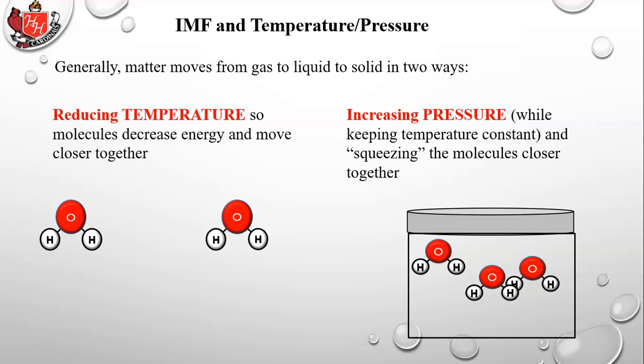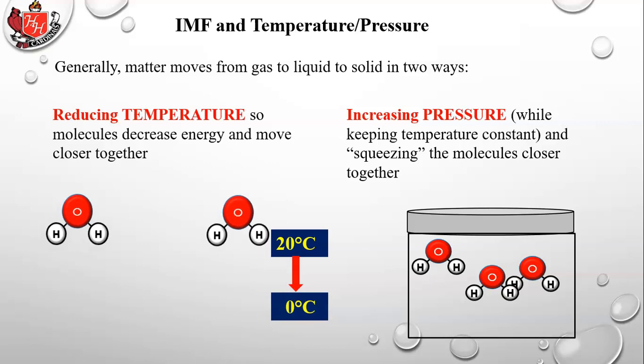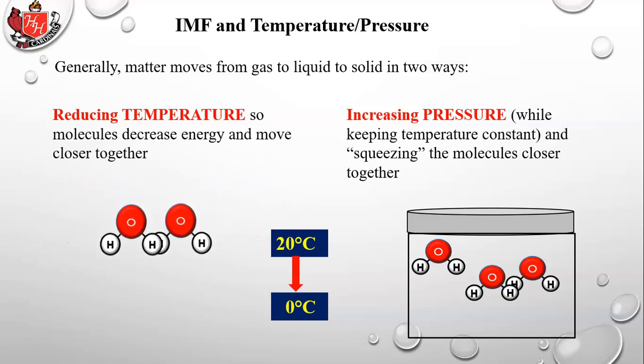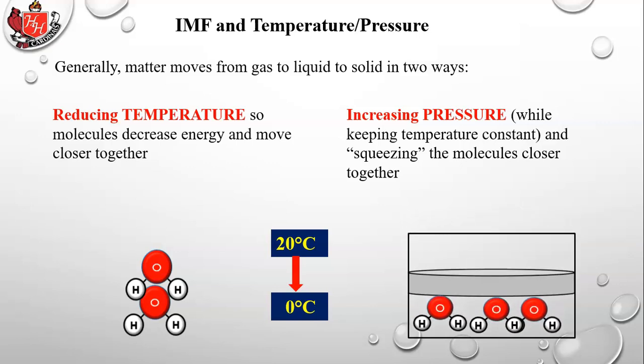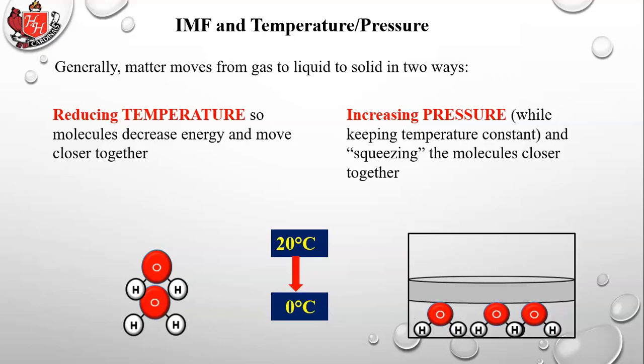So generally, matter moves from gas to liquid to solid in two ways. One is by reducing temperature, so molecules decrease energy and move closer together. So if they have a lot of energy at 20 degrees, that's normal room temperature, they can fly around. But if you lower the temperature down to the freezing point of water, they'll eventually lose energy, and they'll come and stick together like that. The other way is just by increasing the pressure while keeping the temperature constant and squeezing the molecules closer together. So this is just kind of the brute force way to get them to come together. You just squeeze them together. That's higher pressure.